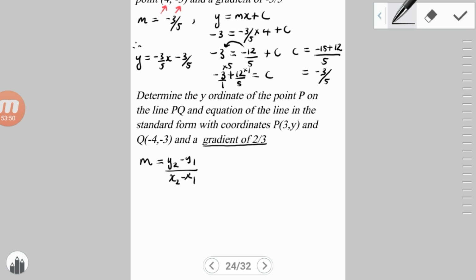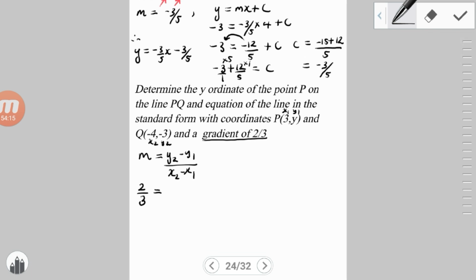Alright, now we are told what the gradient is, so remember that we are not actually calculating the gradient. We are already told that m is 2/3. So here we're just going to put 2 over 3 here for m, and that's going to be equal to, now we have all the coordinates. So that's going to be x1, y1, and that's going to be x2 and y2 here. Okay, let's take our time and plug those in.